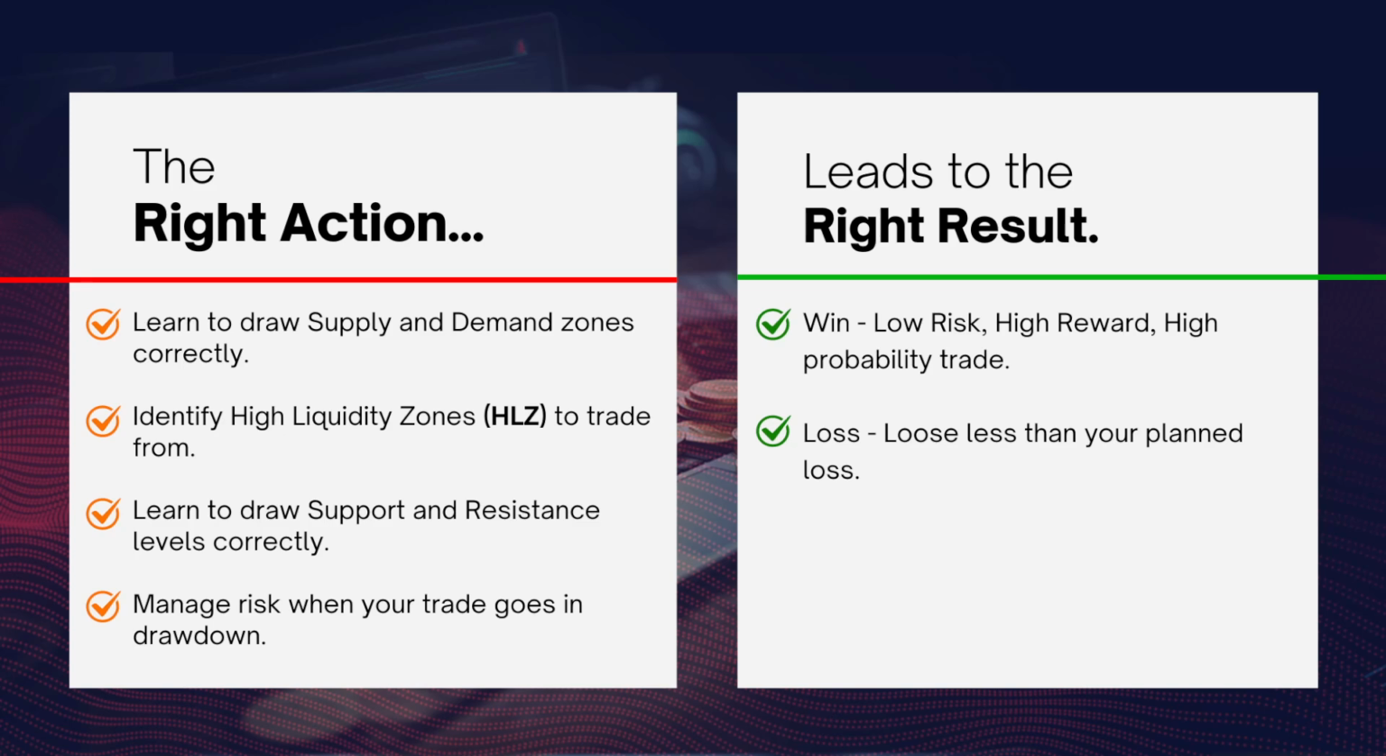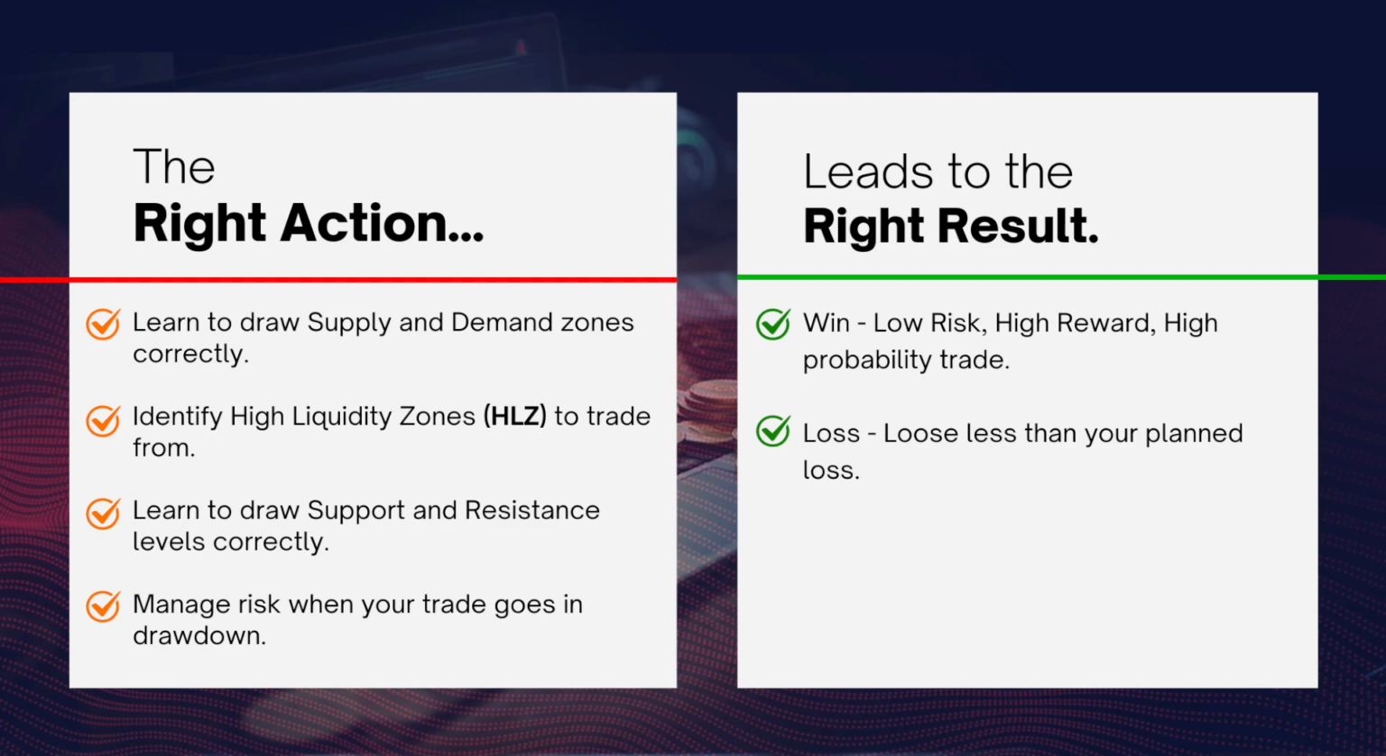Sometimes you'll find a support level exactly where a demand level is, but that doesn't mean they're the same thing. They're different concepts, okay? And learning support resistance, you can learn it fairly quickly. Supply demand will take you a lot more practice, a lot more time to master. Then the fourth thing is to learn to manage risk when your trade goes in drawdown, right? So these are the four actions. These are the right actions that you will need to take during your trading session to have the right result.